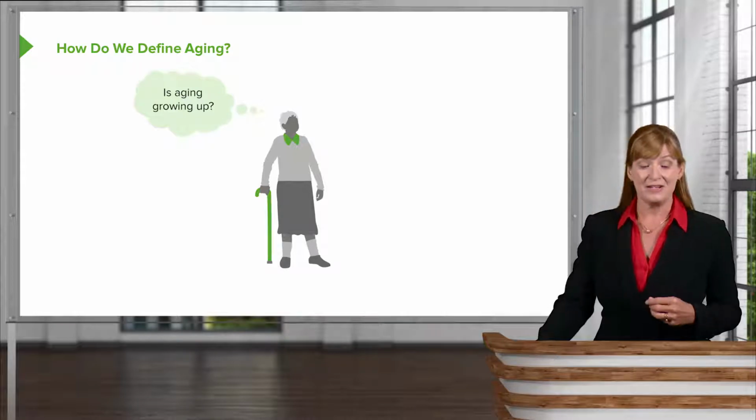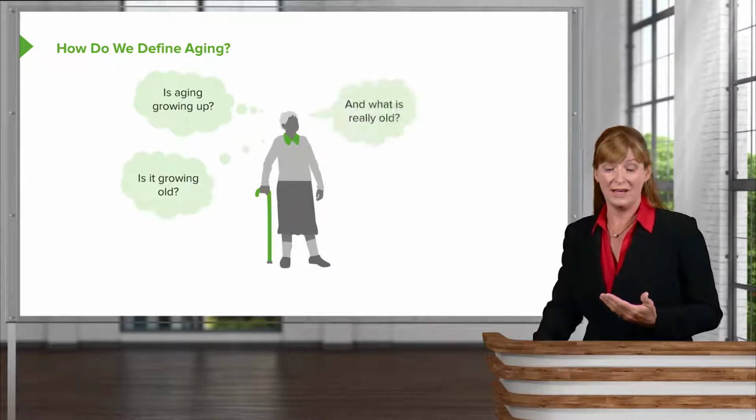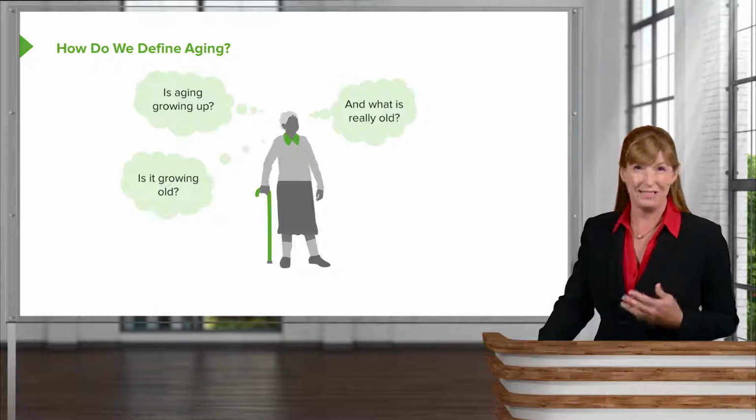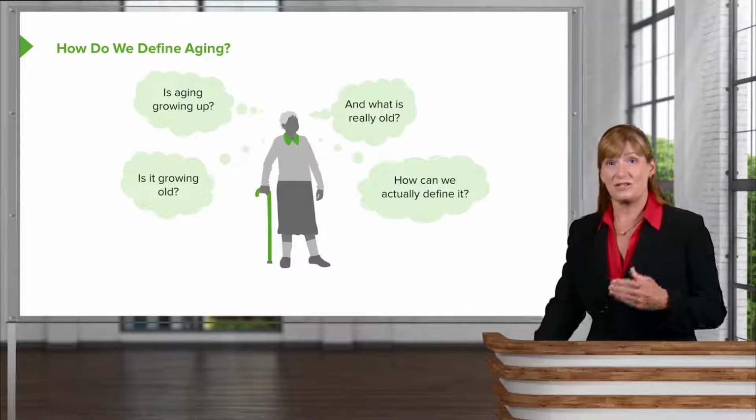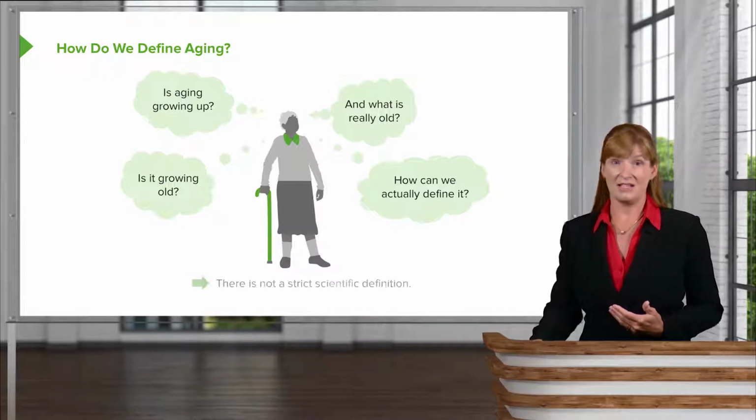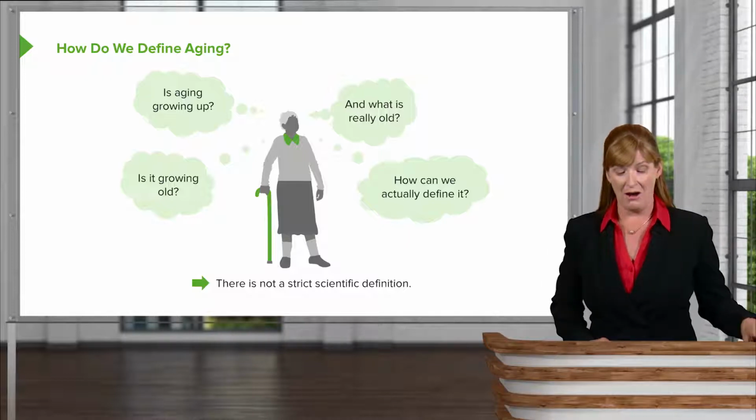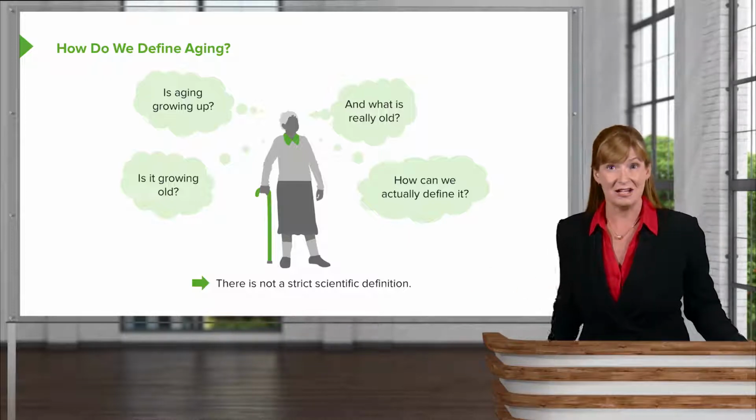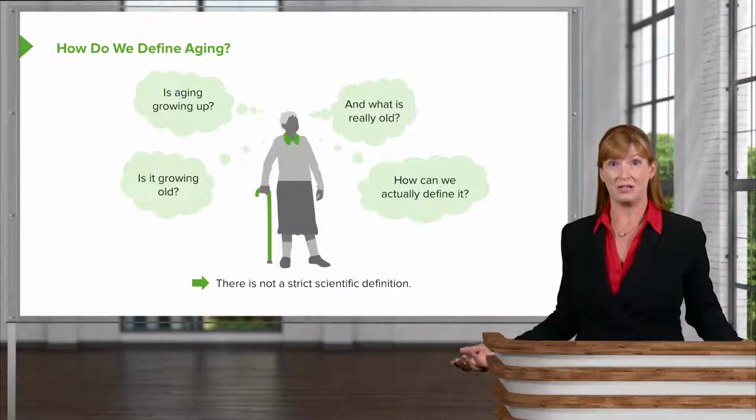Is aging growing up? Is aging growing old? And then what is really old anyway? And how do we actually define aging? As it turns out, there isn't really a solid definition of how we define aging, but I'm pretty sure we all have a good concept of what aging looks like.